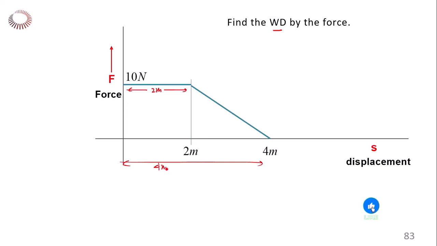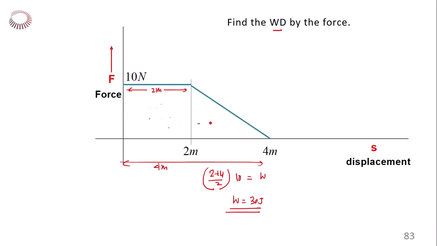So the sum of the parallel sides is 2 plus 4, divided by 2, into the distance between them. The distance between them is the vertical distance, that is 10 Newton. So 6 by 2 means 3, and 3 into 10 means 30. So the work done becomes 30. Again I am getting 30 joule. That is the positive area because that is the upper part.